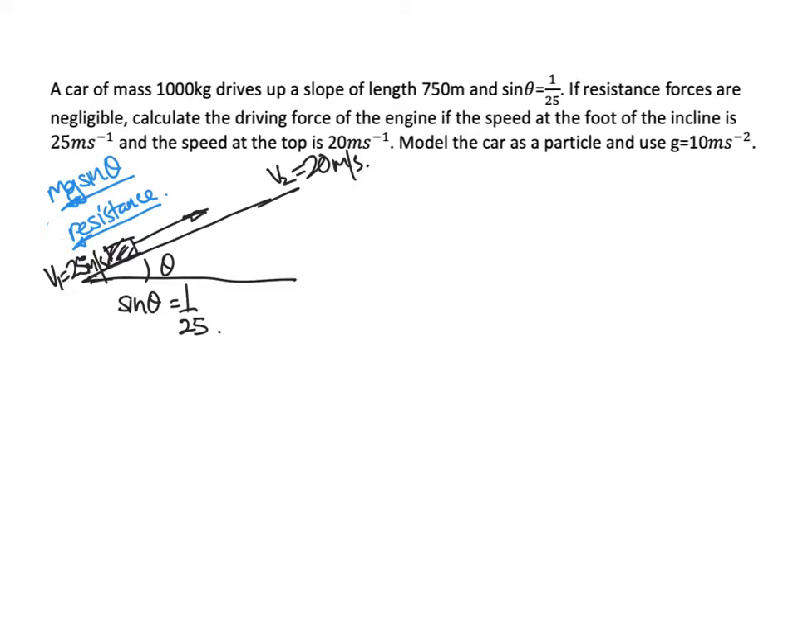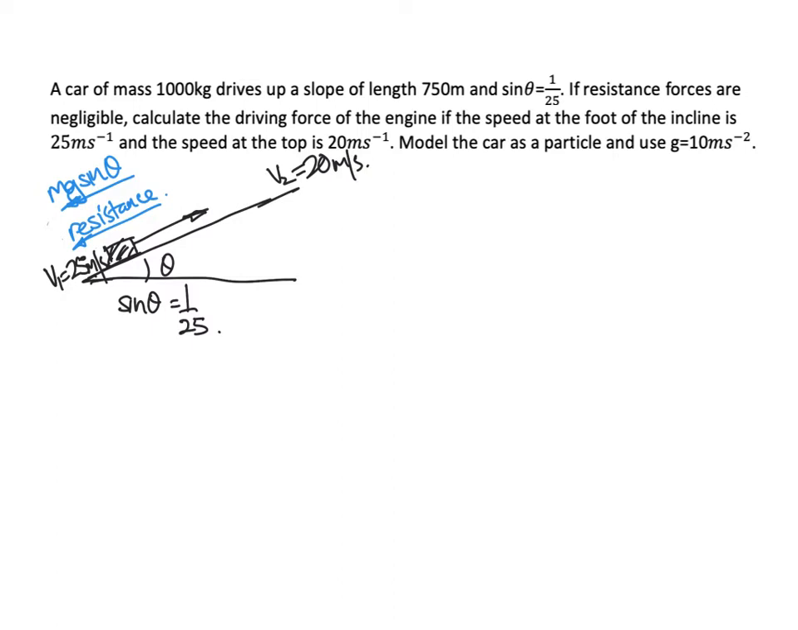Okay, a car of mass 1000 kg drives up a slope of length 750 meters and sine theta is 1/25. If resistant forces are negligible, calculate the driving force of the engine if the speed at the foot of the incline is 25 meters per second and the speed at the top is 20 meters per second. Model the car as a particle and use g equals 10 meters per second squared.